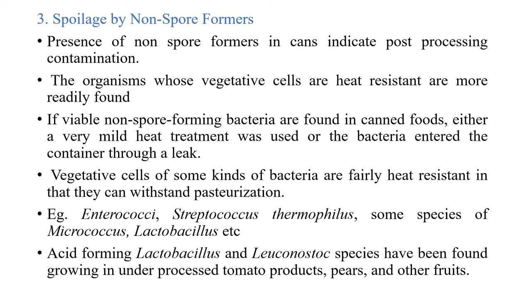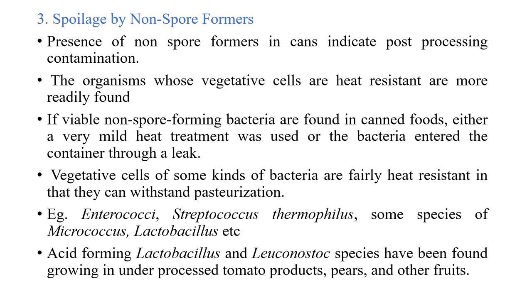So if some viable non-spore forming bacteria are present in the canned food, it indicates that either it has undergone a mild heat treatment or that they entered the container through a leak. The vegetative cells of some kinds of bacteria are fairly heat resistant, in that they can withstand the pasteurization process. Examples are Enterococcus, Streptococcus thermophilus, some species of Micrococcus, Lactobacillus, etc.